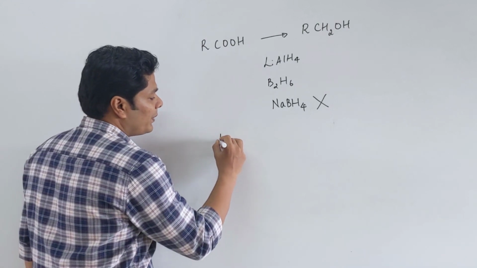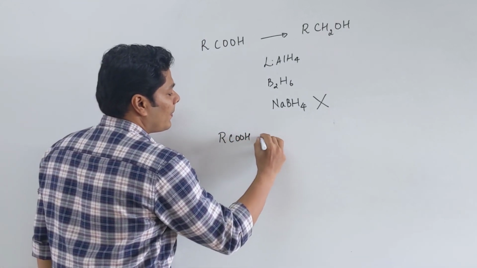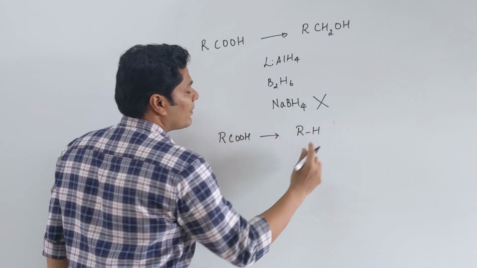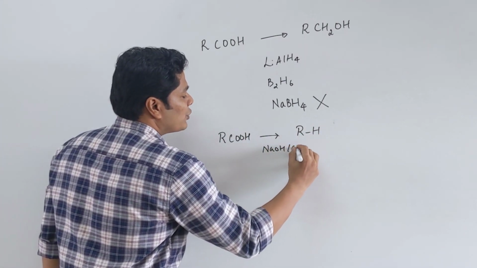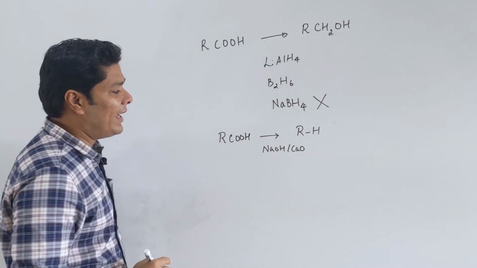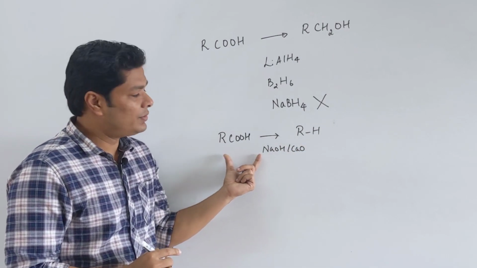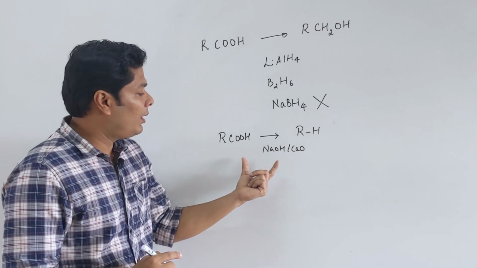One more thing we can do is something we have already seen. Acids can become alkanes when you do soda lime. We have seen this in our alkane lecture, the decarboxylation reaction. So this is extremely simple.